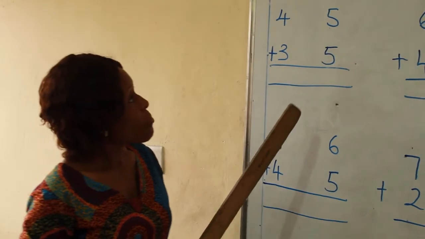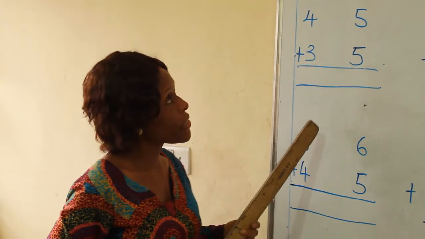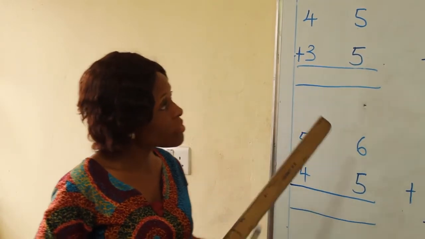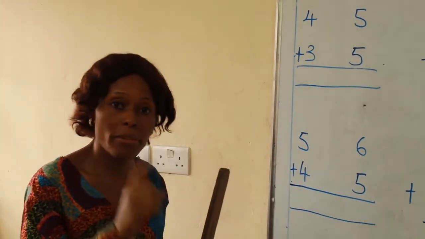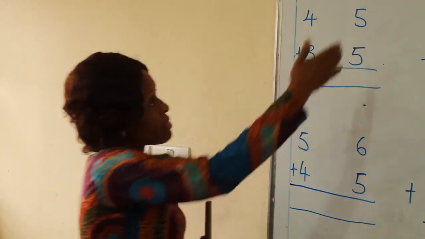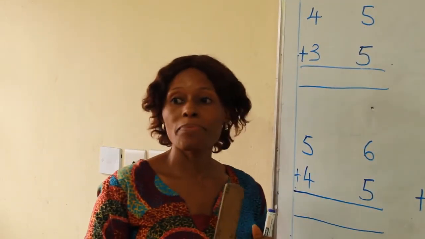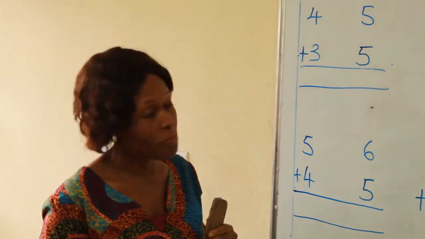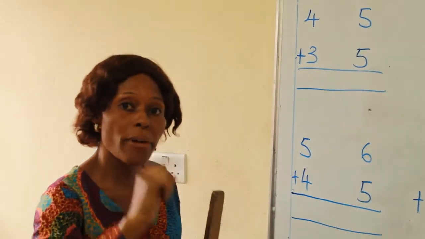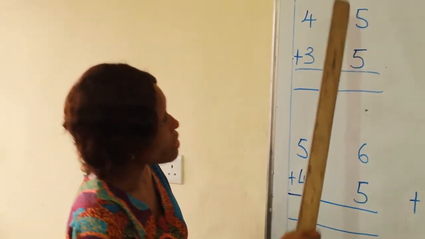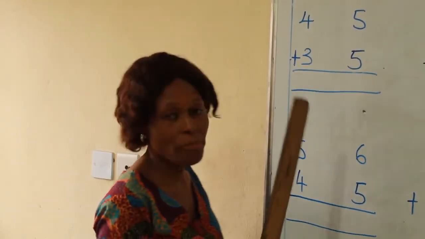Okay. Before we start counting our numbers together, what is dynamic? Dynamic addition involves carrying over one number because the sum of two numbers is greater than 10. I said, dynamic addition involves carrying over one number because the sum of two numbers is greater than 10.